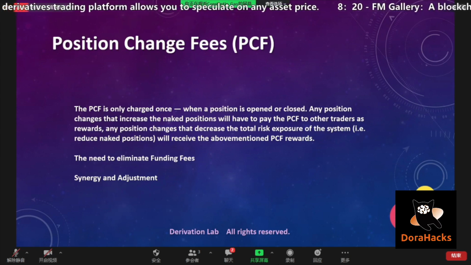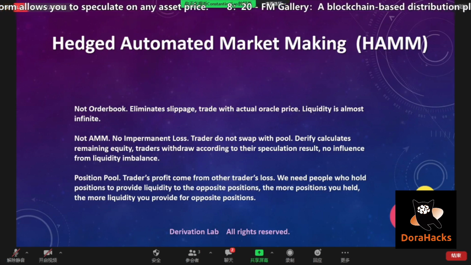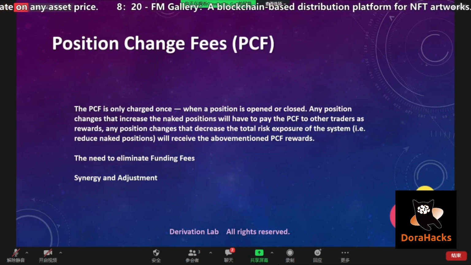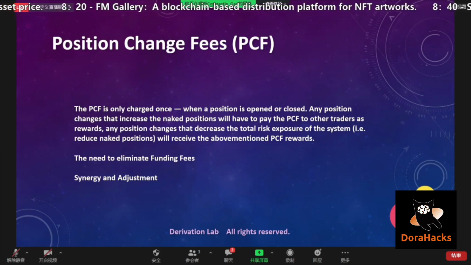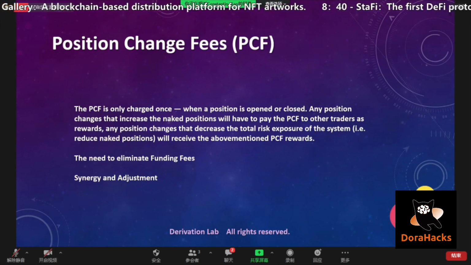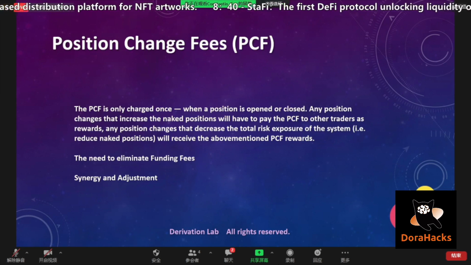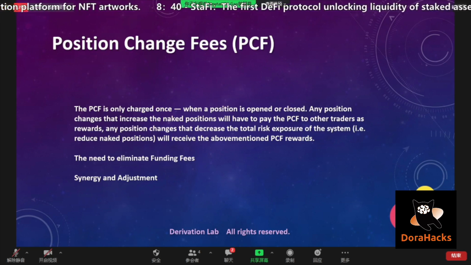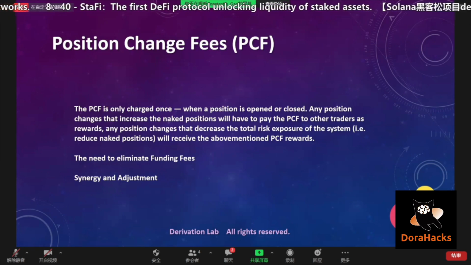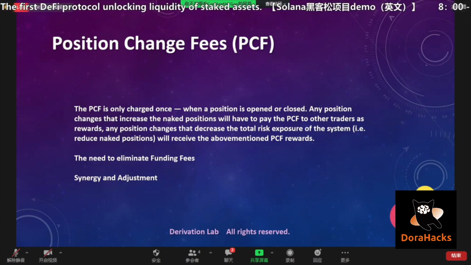And also PCF has great synergy with the hedged automated market making system, as I said before. So I turn it back to the last page, because as said, the HAMM system needs people to provide liquidity, and when you are opening positions and using the position change fees, you are actually also providing liquidity, because you are opening positions to earn those position change fees. And also when there is an imbalance of two different positions, like there's a lot of long positions in the Derify system, people will tend to open short positions in order to receive the PCF rewards. So it will also help the system to reduce its risk.